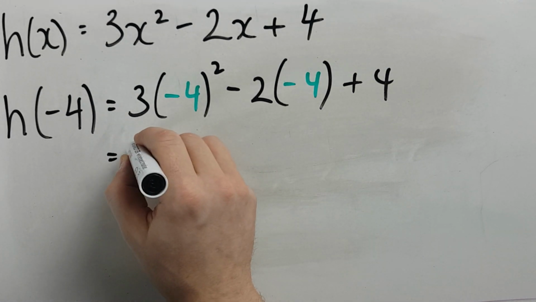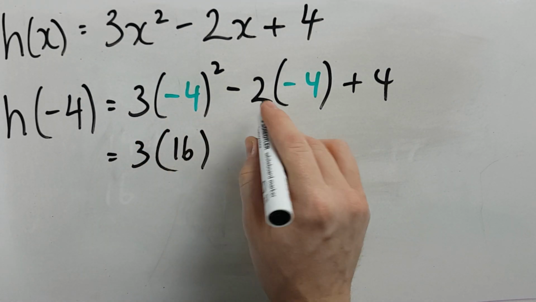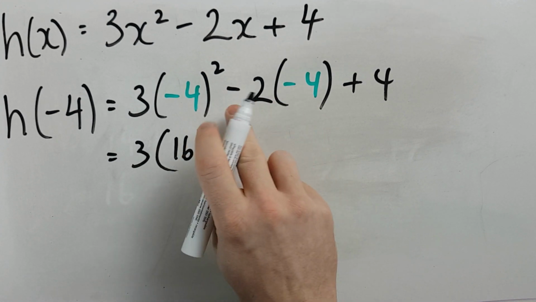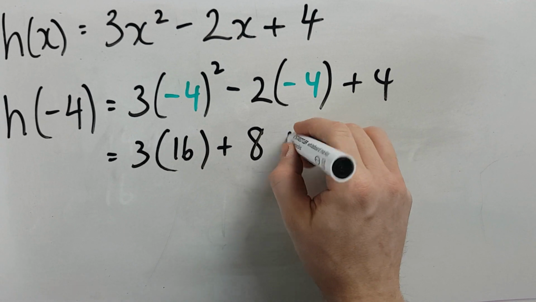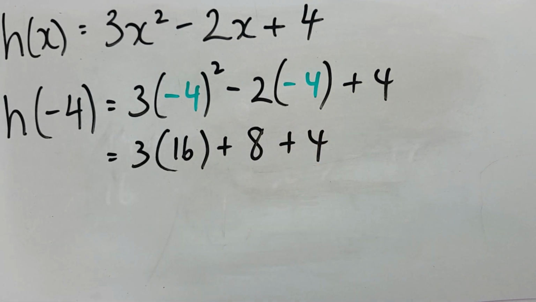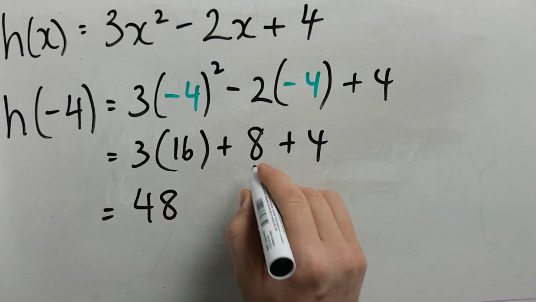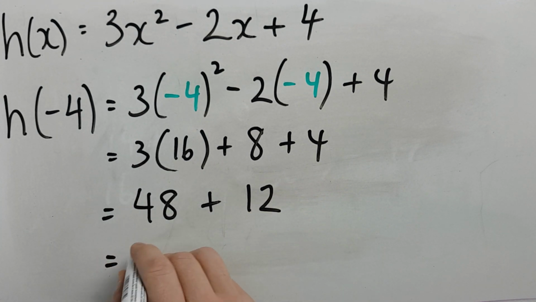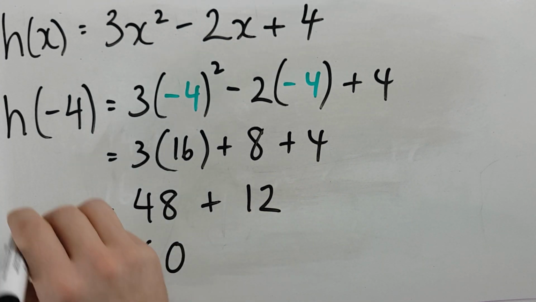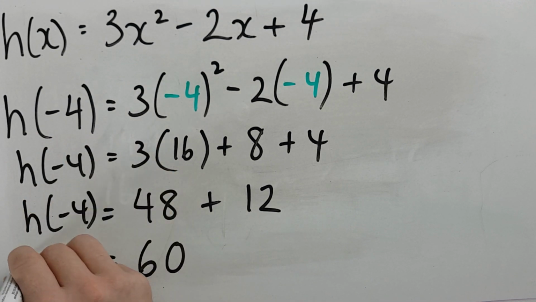So, we'll take our time. 3 by minus 4 by minus 4 is positive 16. Minus 2 by minus 4, that gives a plus, and 2 by 4 is 8. Plus 4. 3 by 16 is 48, plus 8 and 4 is 12, getting a lovely answer of 60. So when I input minus 4 into this particular function, I get 60.